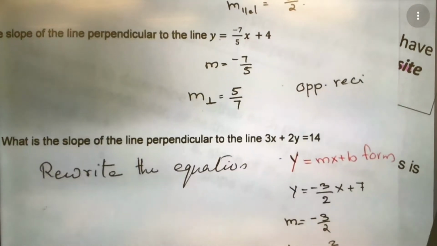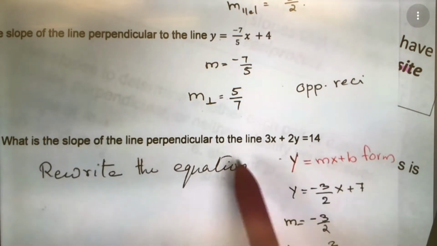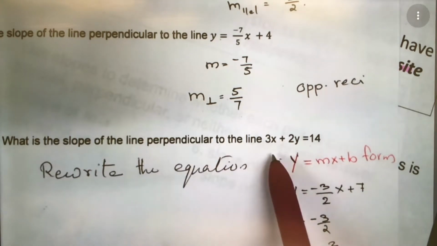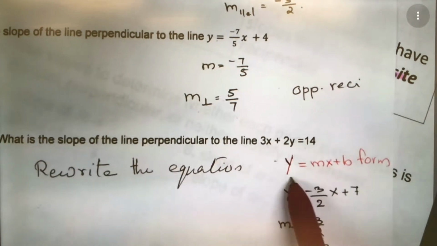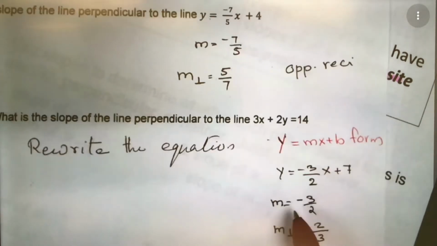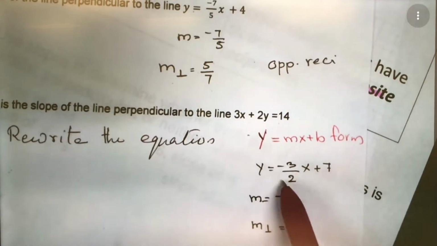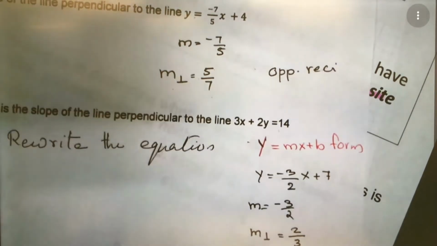Here is the next question. 3x plus 2y is equal to 14. You need to identify the slope of the perpendicular line. First, as I said earlier, you need to rewrite the equation to y is equal to mx plus b form. When you do that, you will get this. So the slope of the given line is negative 3 over 2. So the slope of the perpendicular line should be the opposite reciprocal, 2 over 3.